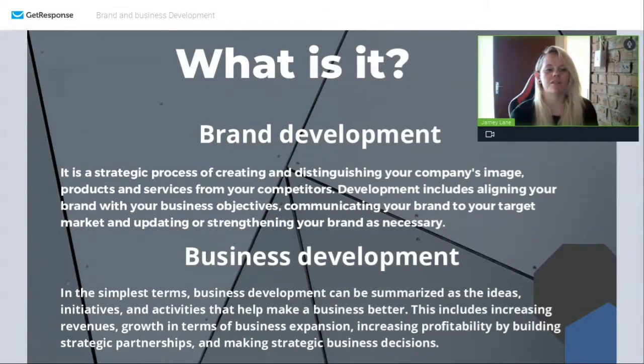Brand development is a strategic process of creating and separating your business portfolio to stand out from your competitors. This is how you align your brand with your business objectives and will help you communicate your brand to your target market. Business developments are the ideas, initiatives, and activities that help you make your business better. These include things like increasing revenues, growth, increasing profitability, sorting through low ticket and high ticket items, and so on.